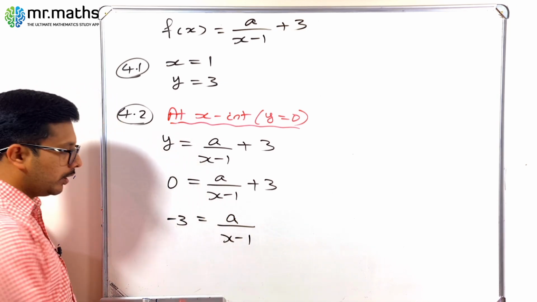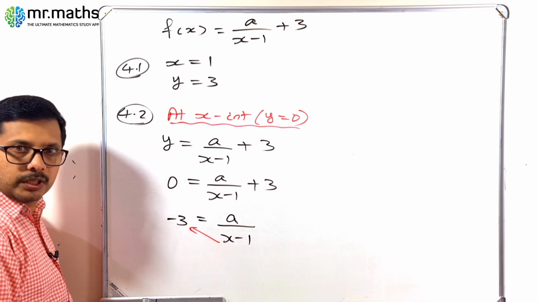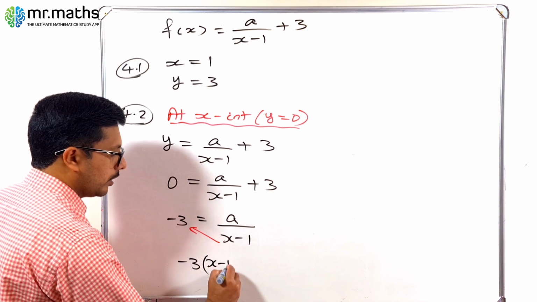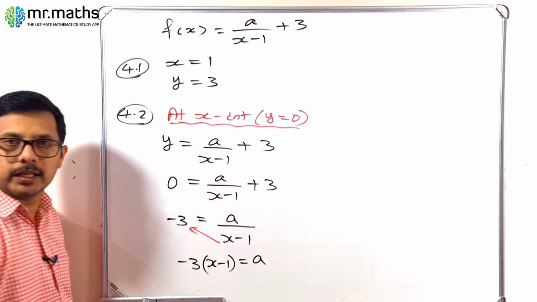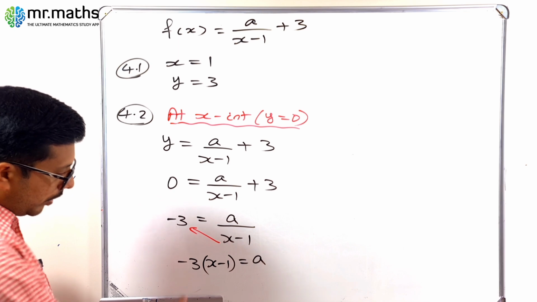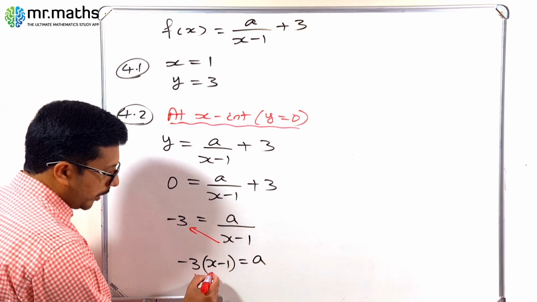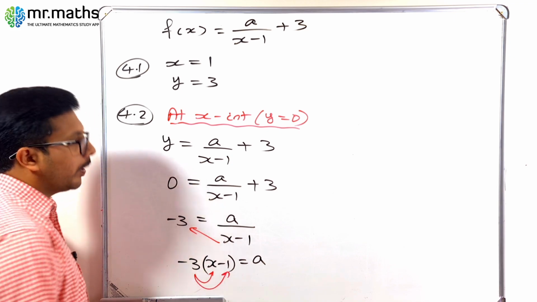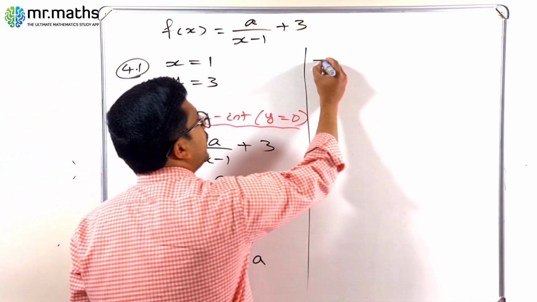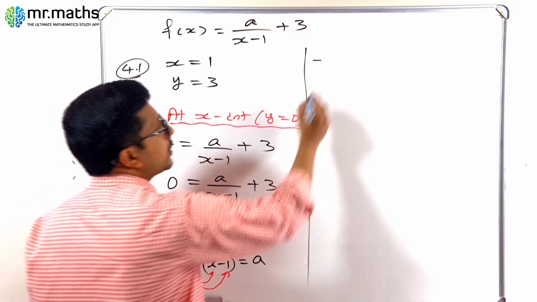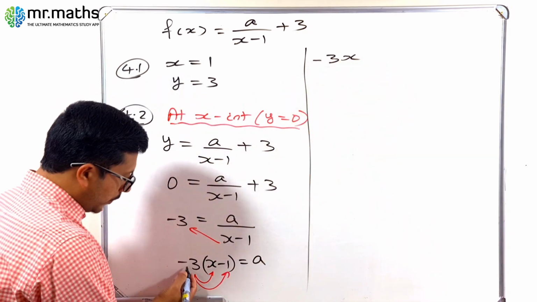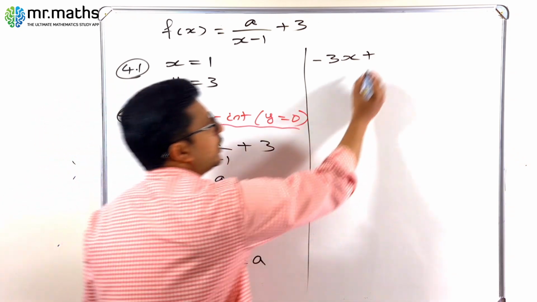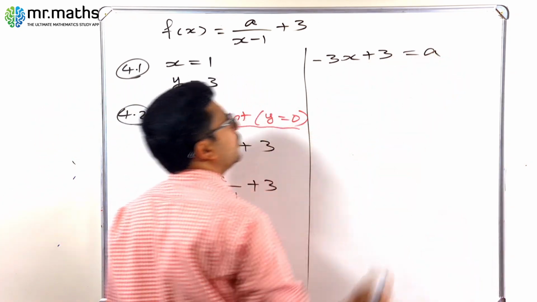So what you have to do here? You have to cross multiply this one. So what is that one? Minus 3 into x minus 1 is equal to a. Okay, so now we have to expand the bracket. Minus 3 into x is minus 3x, then minus into minus is positive, then 3 into 1 is 3, is equal to a.